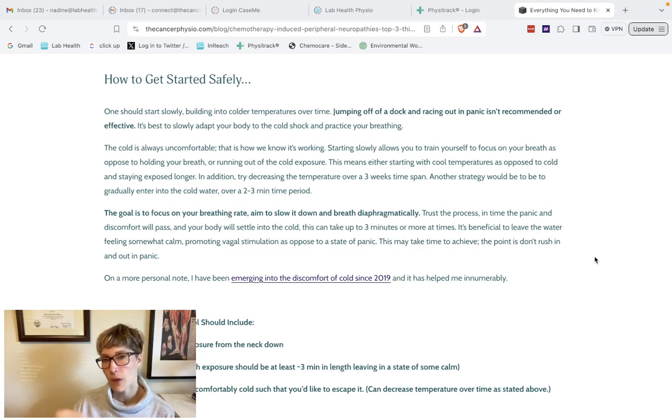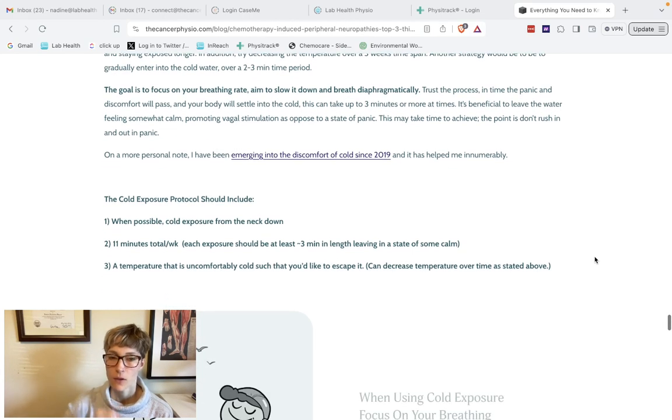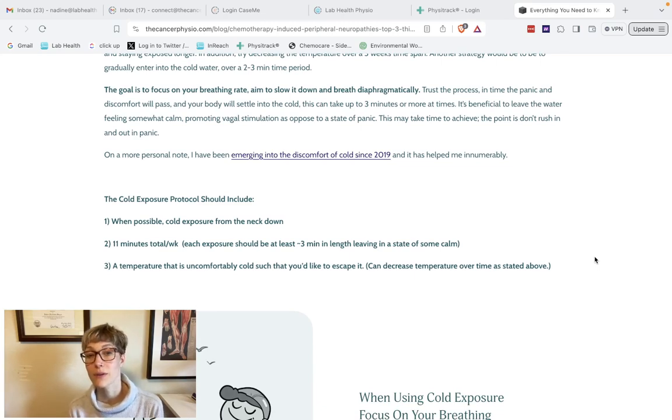So the blog breaks down a bit of a protocol and gives you a few tips on how to do that. The protocol for chemotherapy-induced peripheral neuropathy prevention and management is, when possible, the cold exposure should be from the neck down. If you can't do that, that's okay. It should be about 11 minutes total per week, a random number, but that's what the literature has been focusing on.